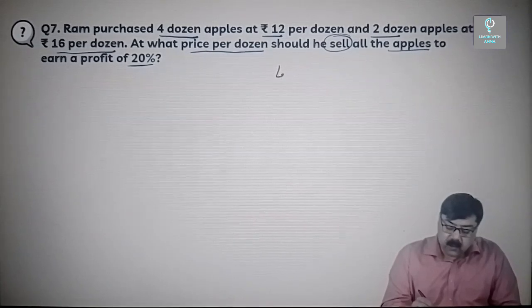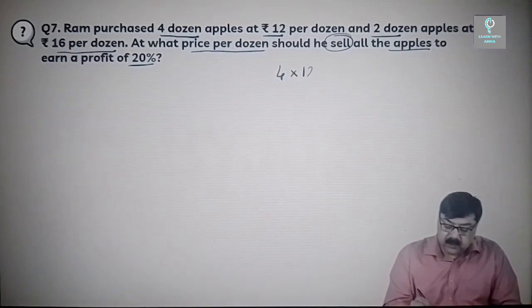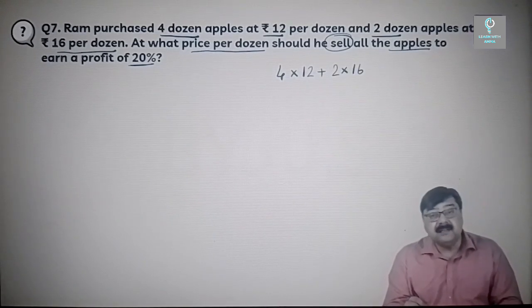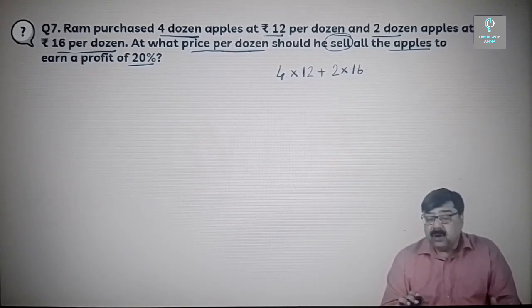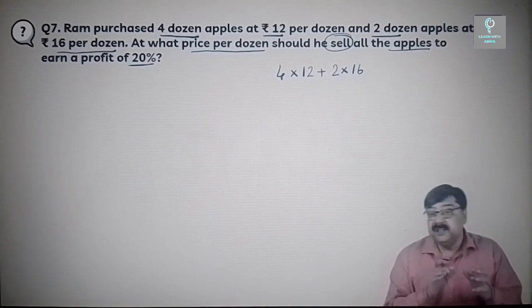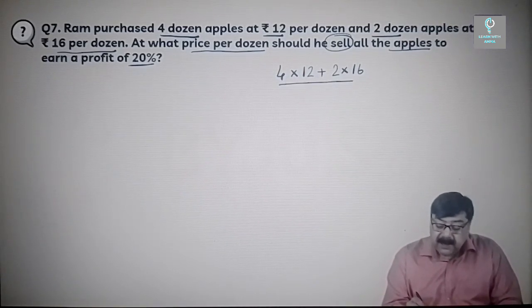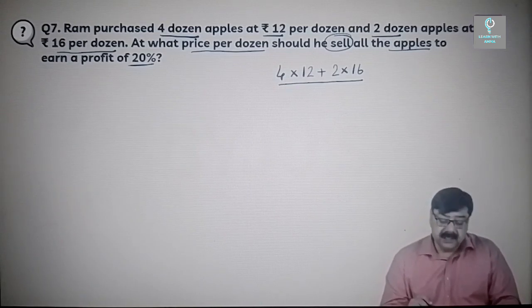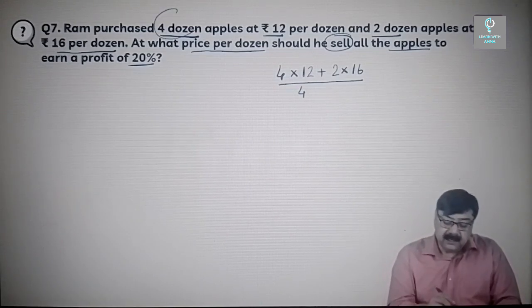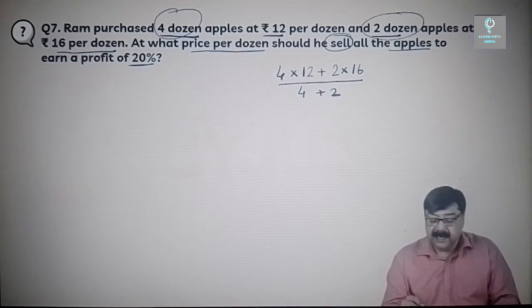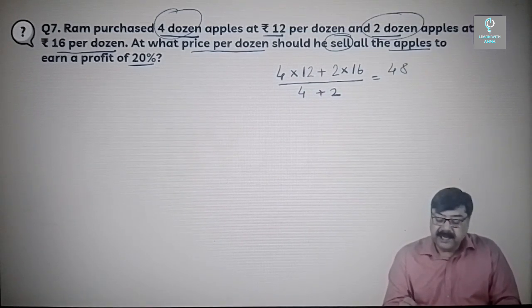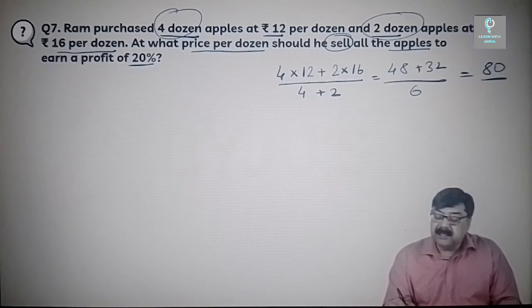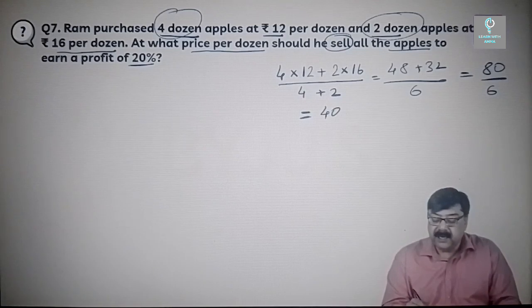So simply 4 dozen apples costing rupees 12 per dozen plus 2 dozen apples costing rupees 16 per dozen shall give us the total cost of the mixture of these 2 types of apples divided by the total quantity of this mixture of 2 types of apples. That shall be 4 dozen here plus 2 dozen here, which will be 48 plus 32 by 6 equal to 80 by 6, which is further 40 by 3.